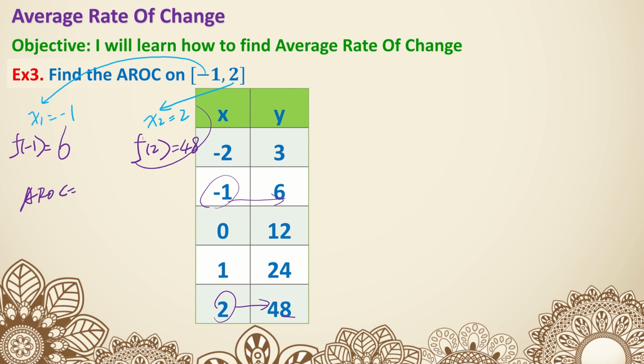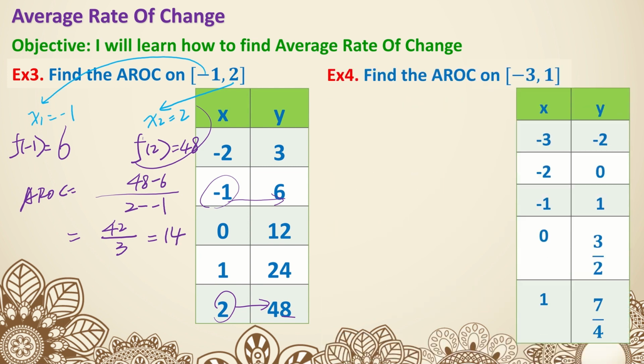The second pair subtracting the first pair, so it's 48 minus 6 on the top and 2 minus -1 on the bottom. 42 over 3, which is 14. That's example 3. Example 4.